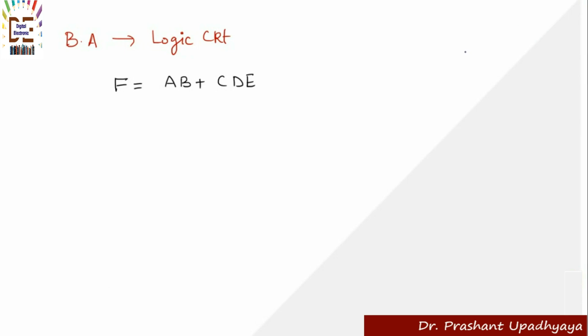So if I write here, I will be getting A and B, and this is my AB. I can say this is the ANDing operation. So this has been done with the help of ANDing. We are doing the ANDing operation.